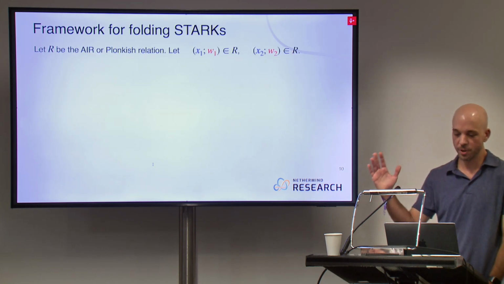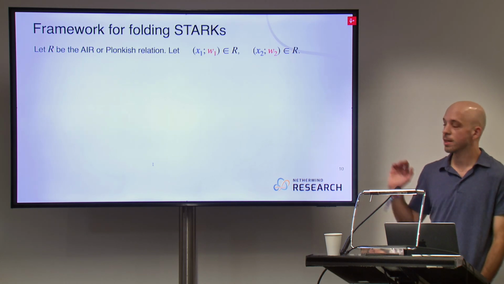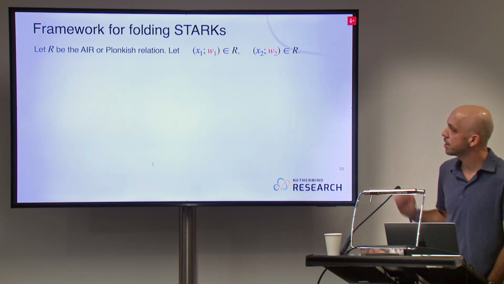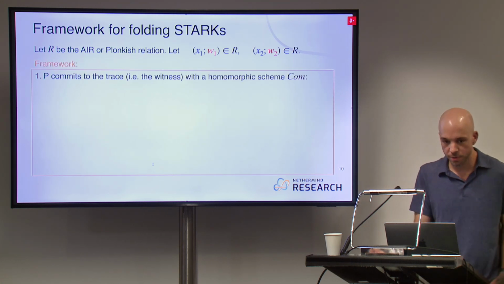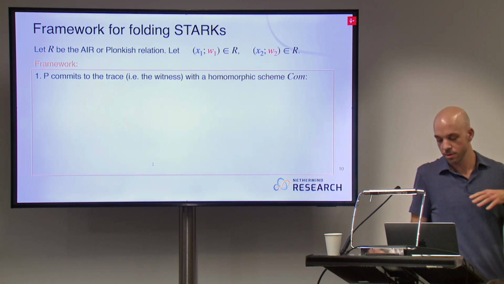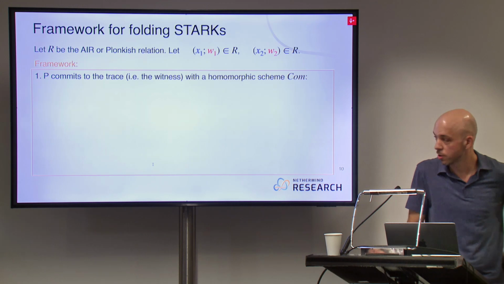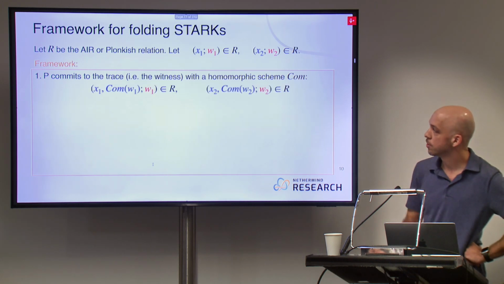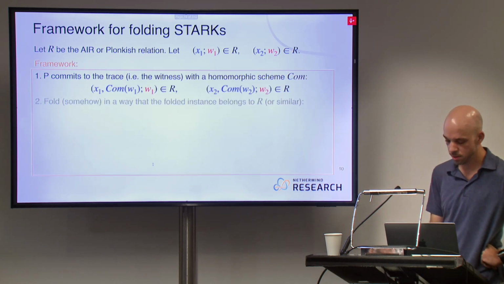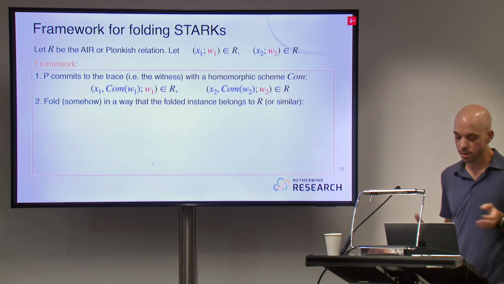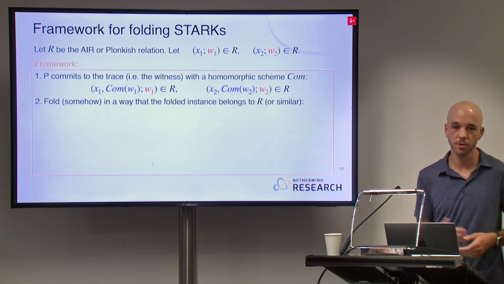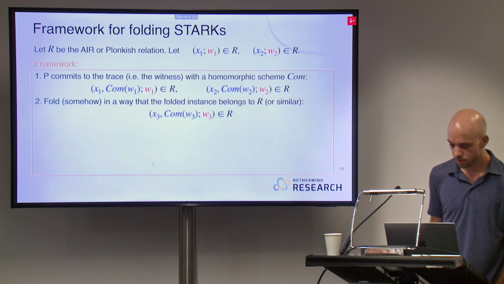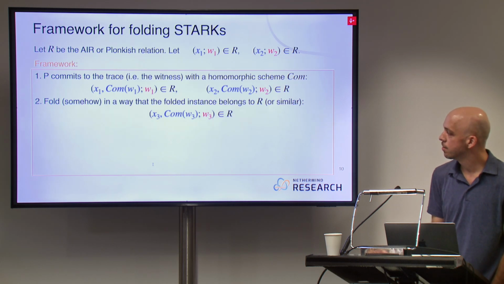Okay, so here's a framework. Take R to be the AIR or the Plonkish relation, and take two instance-witness pairs in this relation. So the framework abstractly is as follows. The prover commits to the trace, which is the witness in this case, with a homomorphic commitment scheme. We'll talk about which one later. Then we fold somehow in a way that the folded instance belongs to R or some relaxed version of R. So this is the folded instance-witness pair.